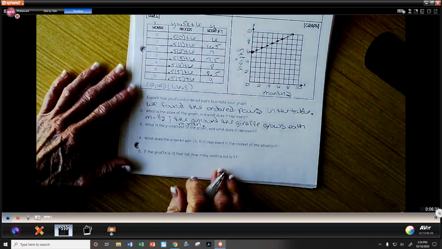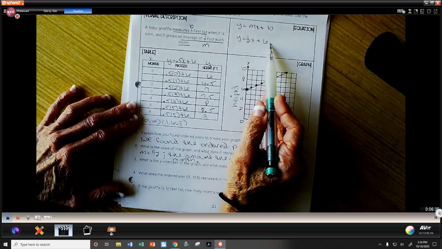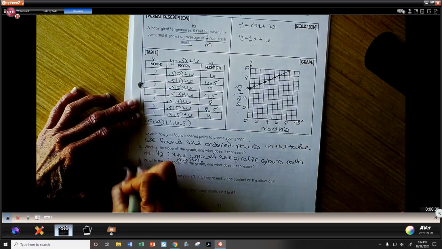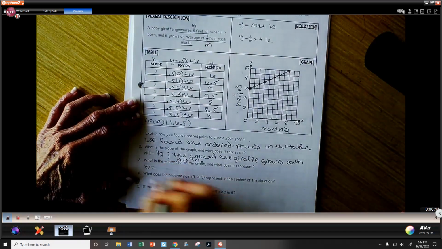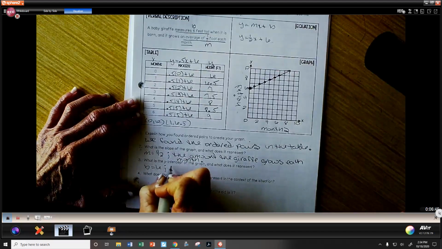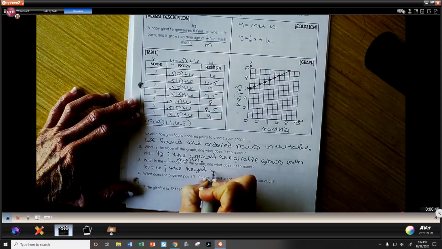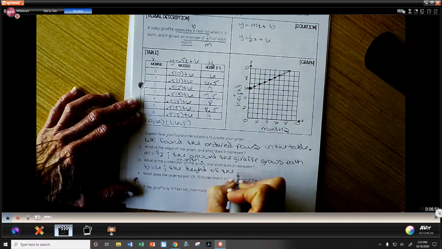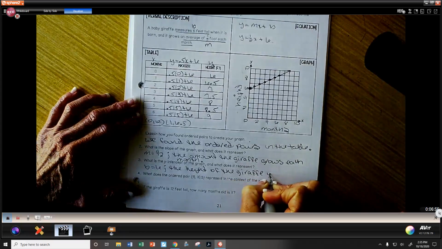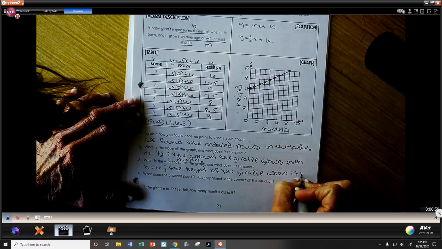Okay, what is the y-intercept? Well, look at your equation. Our equation said it was 6. Okay, so our y-intercept, which is b, is 6, and it represents the height of the giraffe when it was born.